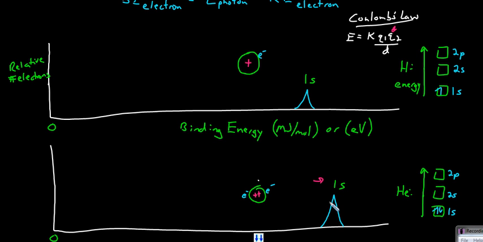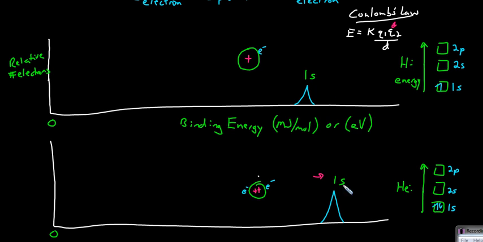Now, going further, we might also note that there is a larger curve under the binding energy for helium's 1s subshell than for hydrogen's, because there are twice as many electrons that can be emitted from helium as hydrogen.